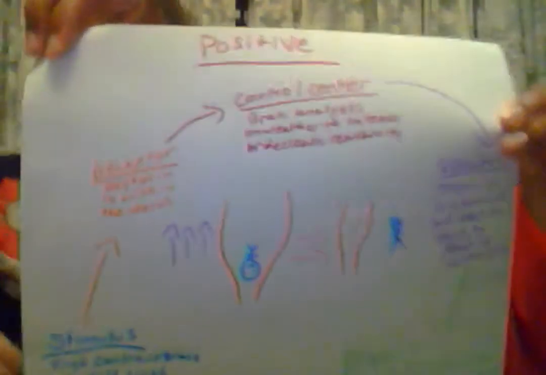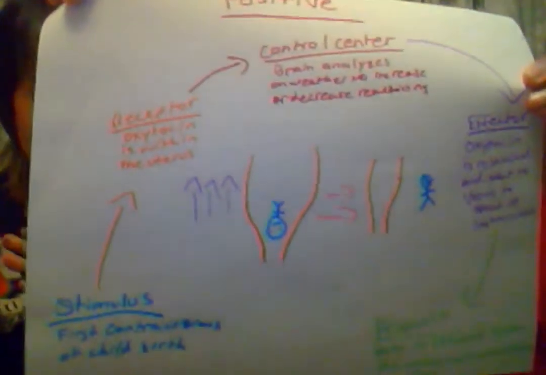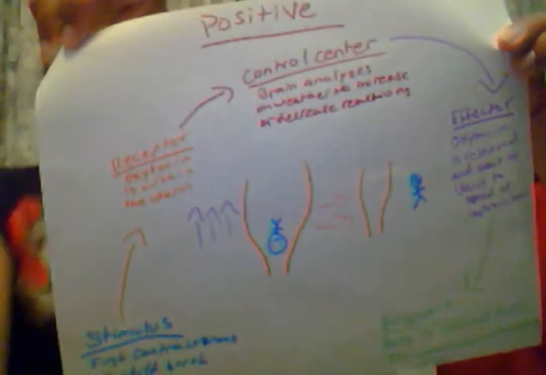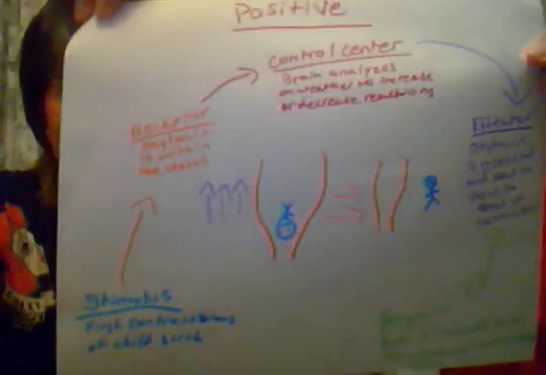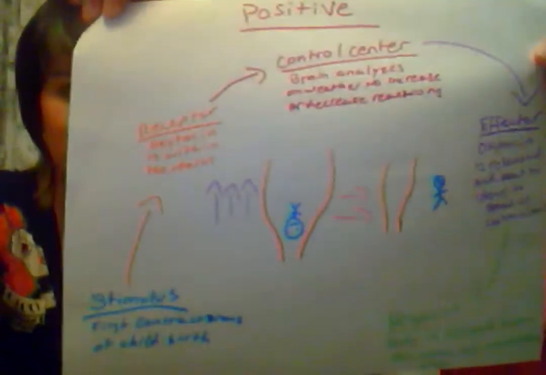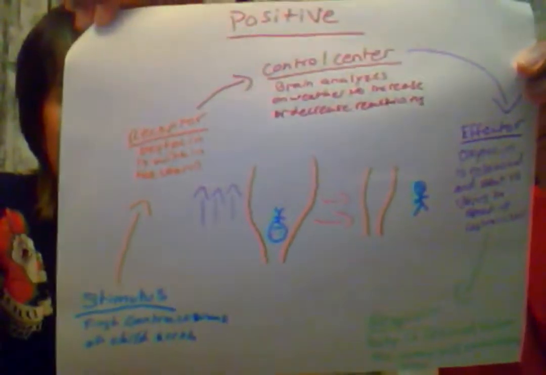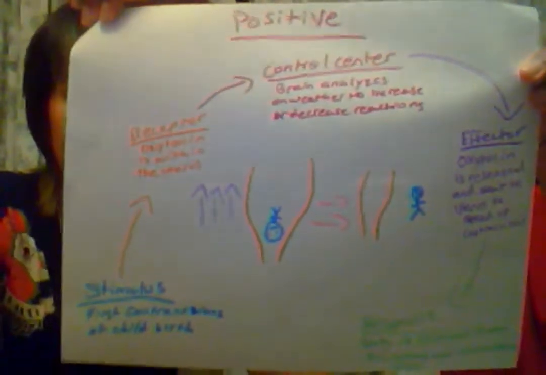And then the last positive feedback that we have is when you're giving birth and the production of oxytocin. The stimulus is the contractions when you're first starting to give birth, and then the receptor is where the oxytocin starts forming in the uterus in order to contract the muscles. And then the control center, your brain, analyzes the amount of oxytocin that's already there and decides whether or not it should be increased or decreased.